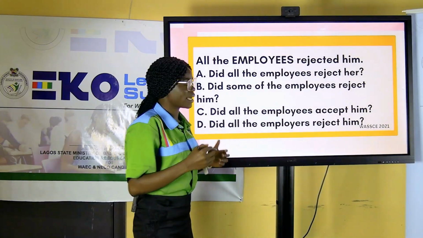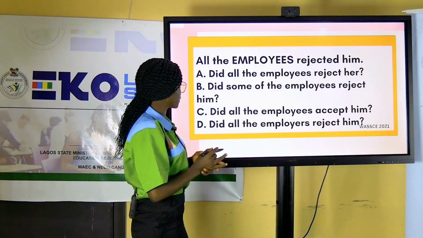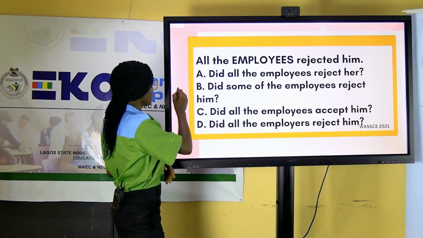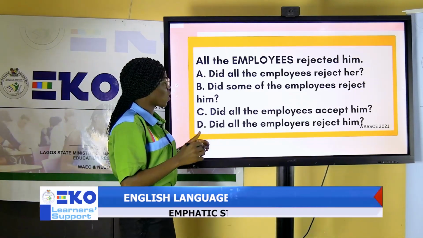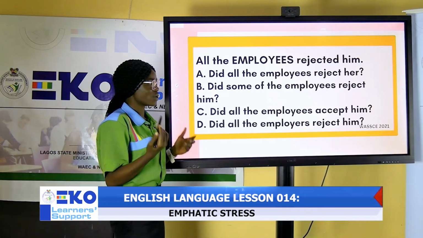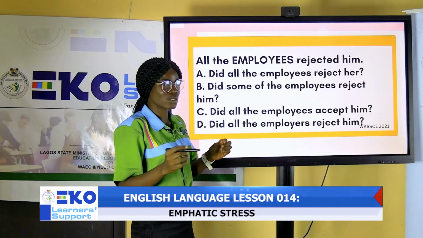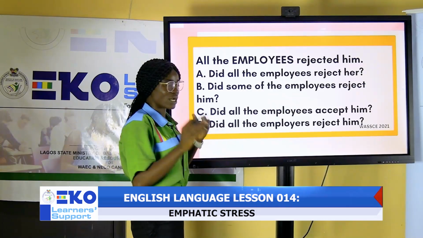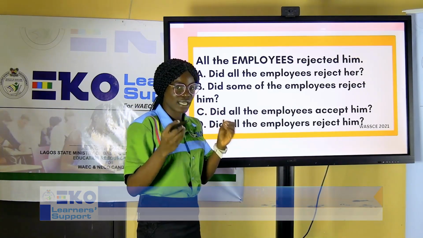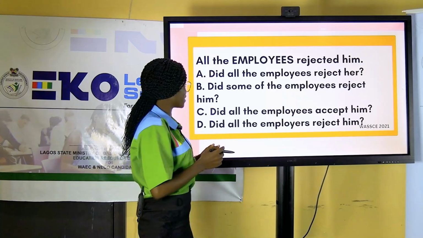All the employees rejected him. What's the emphatic stress? Where's the emphatic stress? The emphatic stress is on employees. So look out for employees. Look out for what contradicts the emphatic stress to identify your answer.